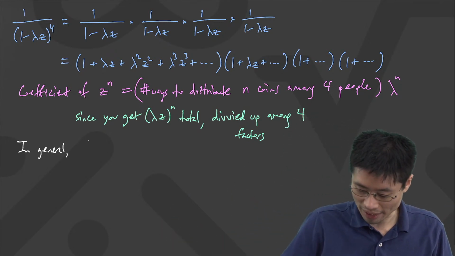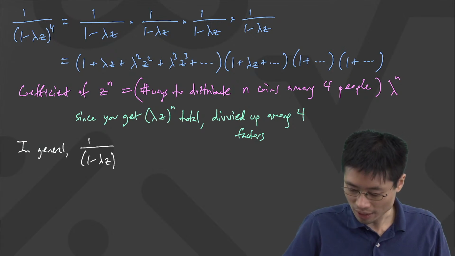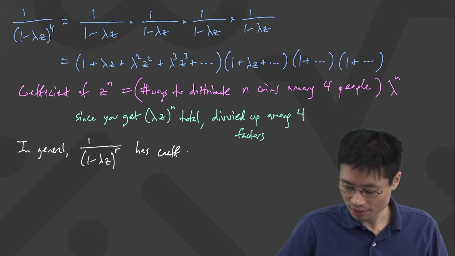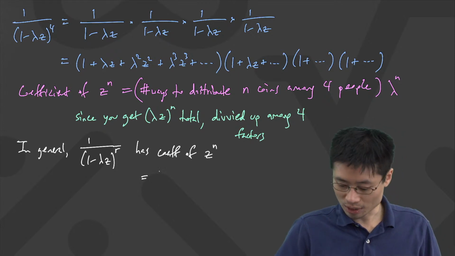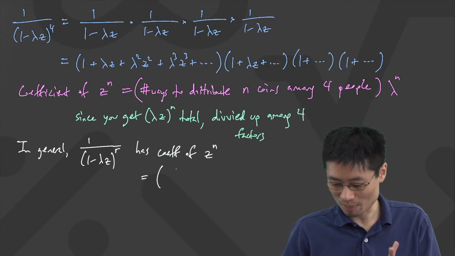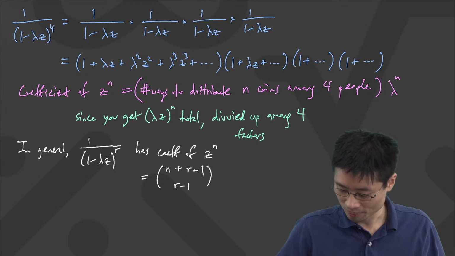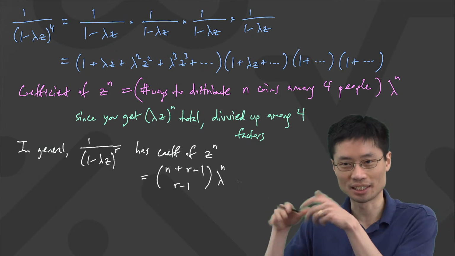But in general, what I'd find is that 1 over 1 minus lambda z to any power, let's call the power r, has the coefficient of z to the power n equal to, well, it's going to be the number of ways to split n coins among r people, which is the stars and bars. N plus r minus 1, choose r minus 1, times lambda to the power n. Is everyone okay with that? We've just done this in 2 ways.